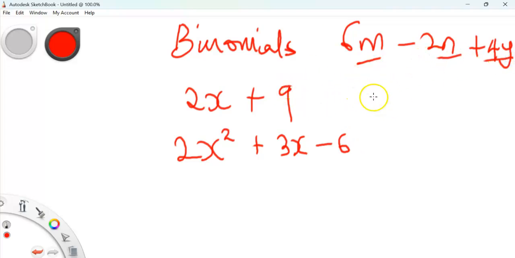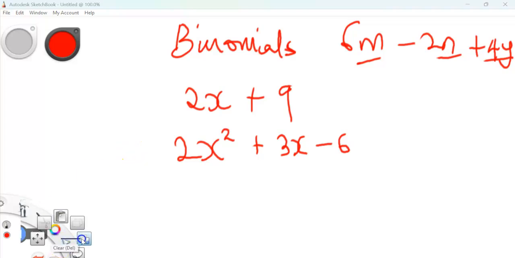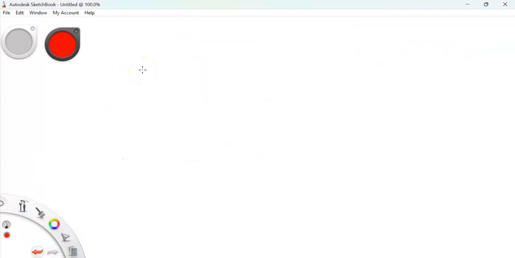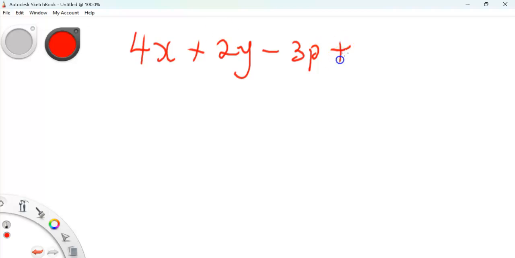Then in a situation where you have up to four terms, an algebraic expression that has up to four terms, for example, let's assume that you have something that goes this way: 4x plus 2y minus 3p plus 5q. When you have something like this, you see that it has four terms, right? Okay, it has four terms.